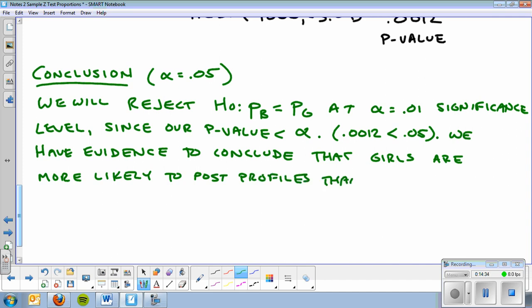Okay, so again, we continue this same overall process. Hypotheses, conditions, calculations, conclusion. The main difference here is that we have a slightly different formula and that we're using a pooled p-hat in our calculation of standard deviation.